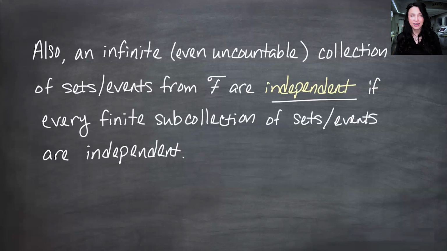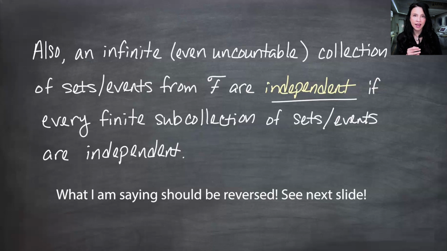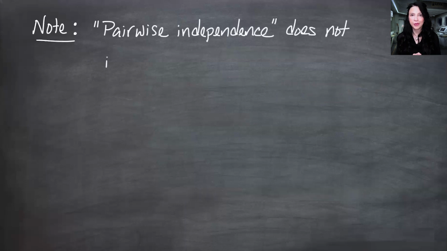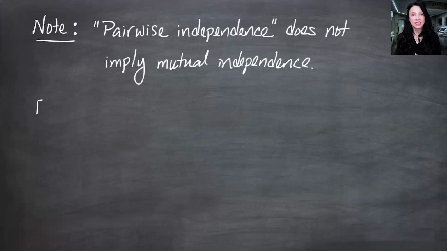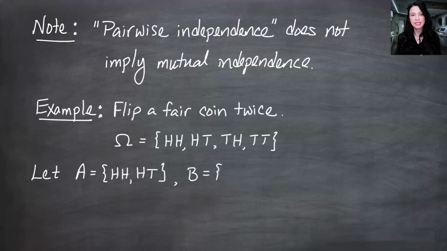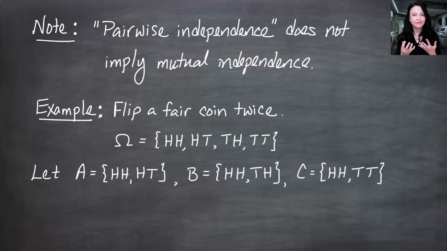Let's get back to the idea that mutual independence does not imply pairwise independence. Quick example, just going to flip a coin twice. The outcomes are heads, heads; heads, tails; tails, heads; or tails, tails. So that is the sample space. I'm going to define 3 events or sets, A, B, and C, as follows. A is going to be the event I get heads on the first toss, B is going to be the event I get heads on the second toss, and C is going to be the event that the 2 tosses give the same result.